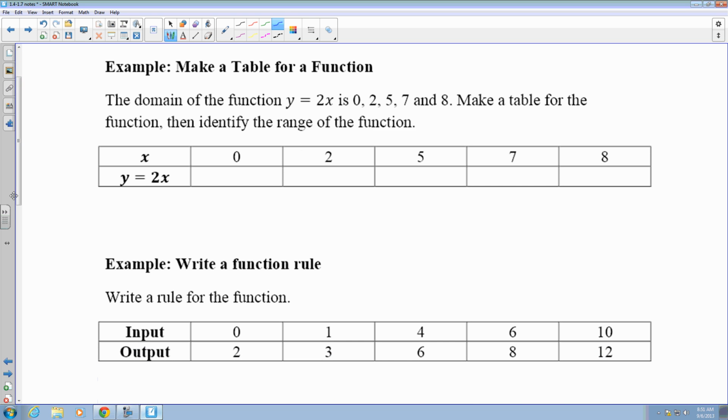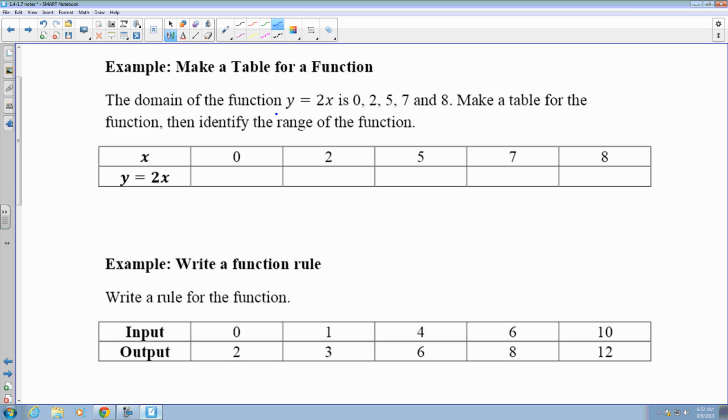Going to do the same thing, make a table for a function. The domain of the function y equals 2x is 0, 2, 5, 7, and 8. We're going to make a table for that function, then identify the range. So if our function rule is that y equals 2x, x being the domain, y being the range, we plug in those different domain values to find out the range values.